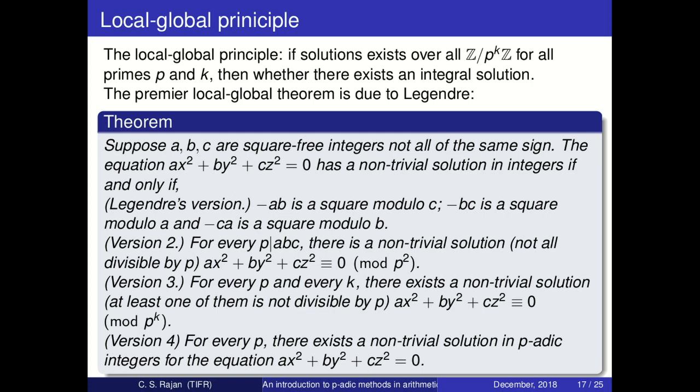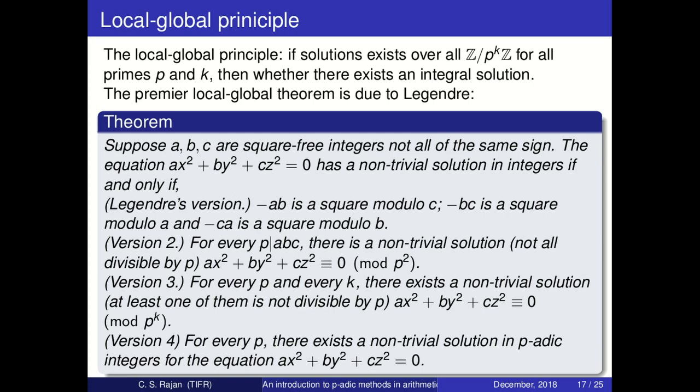Suppose A, B, C are square free integers, not all of the same sign. What does this condition mean? If I take this equation, not all of the same sign means it has a solution in real numbers. That is the necessary and sufficient condition for this equation to have a non-trivial solution in the reals: A, B and C should not all have the same sign. If they are all positive, then 0, 0, 0 is the only solution. If they are all negative, 0, 0, 0 is the only solution. So some of them must be positive or some negative. This is the thing about the real numbers.